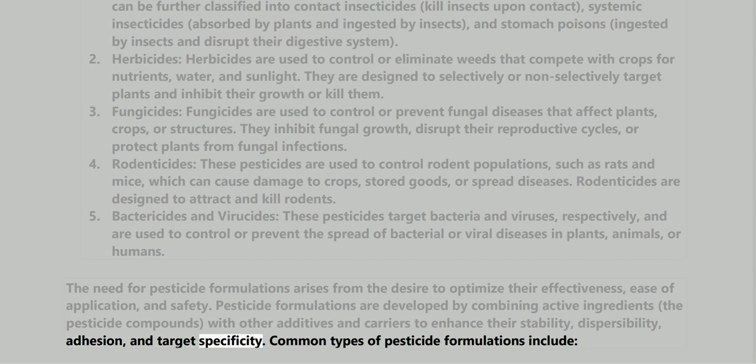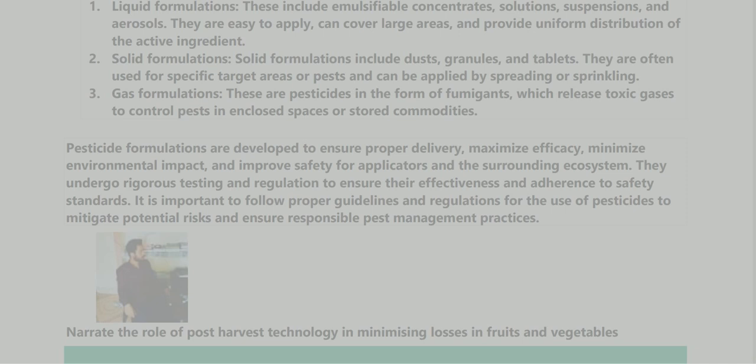Common types of pesticide formulations include 1. Liquid formulations. These include emulsifiable concentrates, solutions, suspensions, and aerosols. They are easy to apply, can cover large areas, and provide uniform distribution of the active ingredient. 2. Solid formulations. Solid formulations include dusts, granules, and tablets. They are often used for specific target areas or pests and can be applied by spreading or sprinkling. 3. Gas formulations. These are pesticides in the form of fumigants, which release toxic gases to control pests in enclosed spaces or stored commodities.